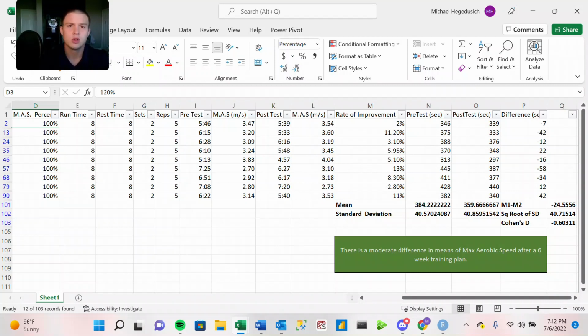I'll be posting another video shortly looking more in depth at what max aerobic speed is, as well as how you can calculate it and utilize it for your athletes.